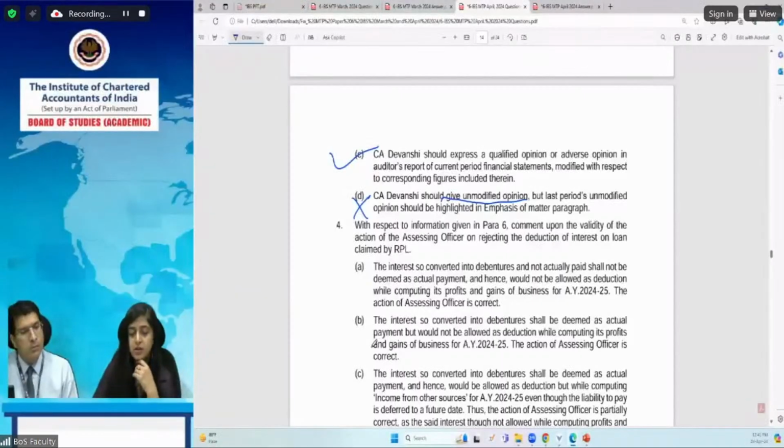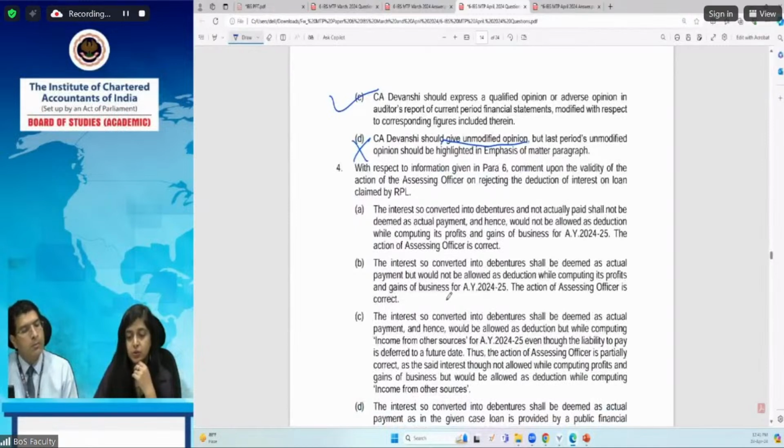Yes, students. Now just move to the fourth MCQ. First, we need to see the MCQ related to which provision and related to which part of the case study. So, what is the requirement of the question with respect to the information given in para 6? As in this question, it is already mentioned that the information is given in para 6.